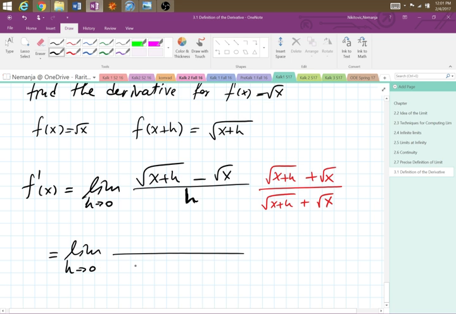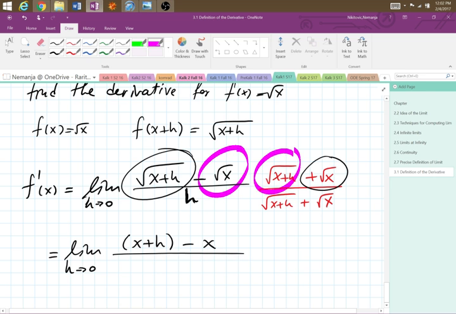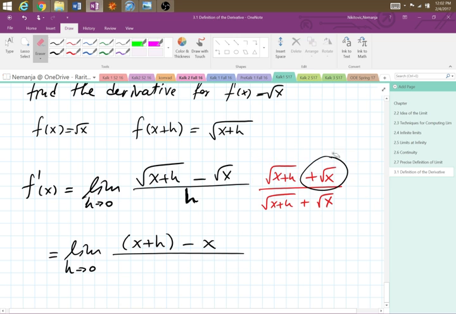In the numerator, I have a difference of squares. So I have x plus h minus x. The cross terms cancel, right? When I multiply this one times this one, and when I multiply this one times this one, they have opposite signs and they just cancel out. So I skip that step. But if you go and you FOIL, you will get 4 terms and 2 will cancel. So these are the only ones that survive.